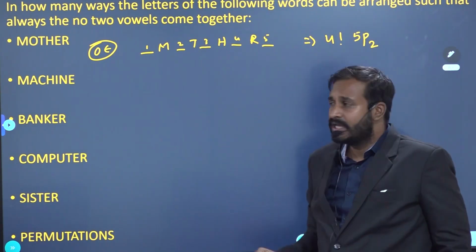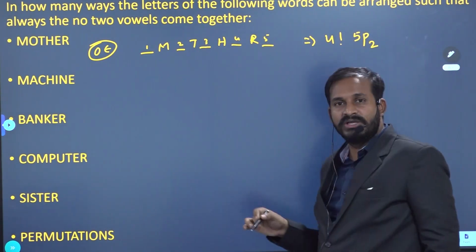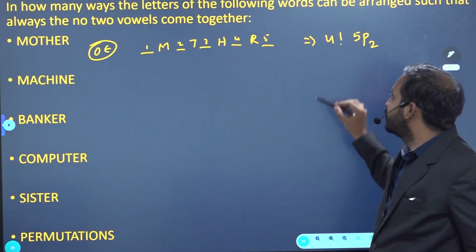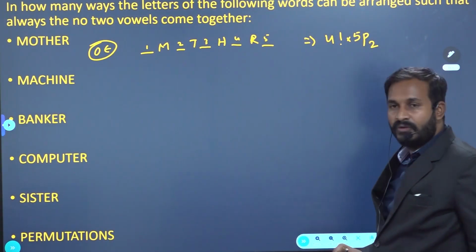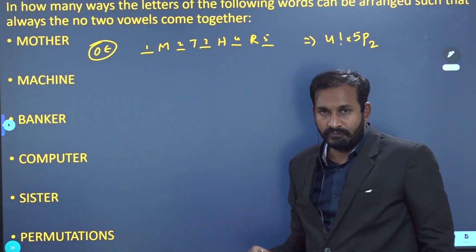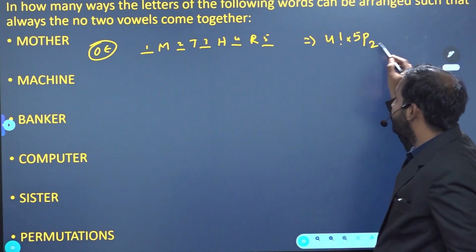I can arrange them in 5p2 ways. Here we are going to use the formula. That means 4 factorial into 5p2. So what happens to this 4 factorial into 5p2?